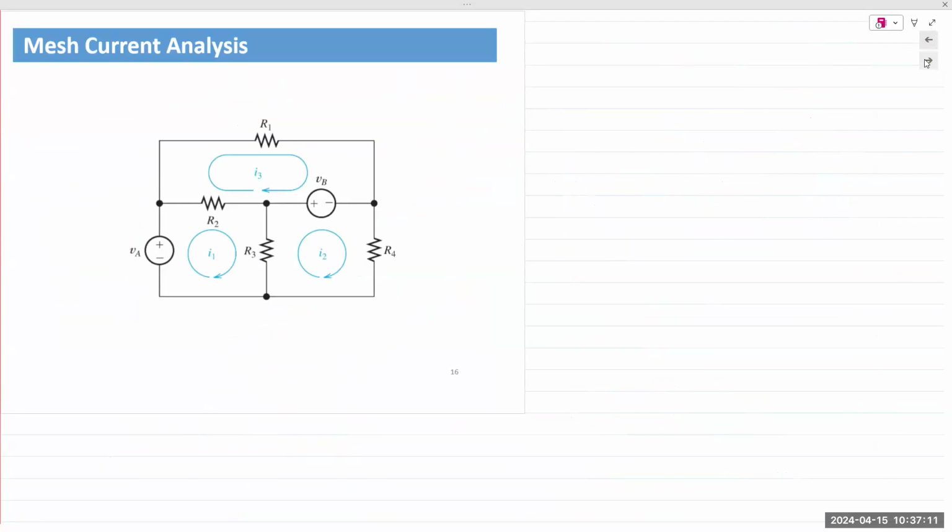In node voltage analysis, we apply KCL to generate our mathematical equations. The process is still the same, but instead of applying KCL, we apply KVL to generate our equations. So in node voltage analysis, we assume node voltages, we assign branch currents, and then we apply KCL and express each current in terms of the voltages by using Ohm's law. In mesh current analysis, we apply KVL, generate equations, and then we apply Ohm's law, express each voltage in terms of the mesh currents.